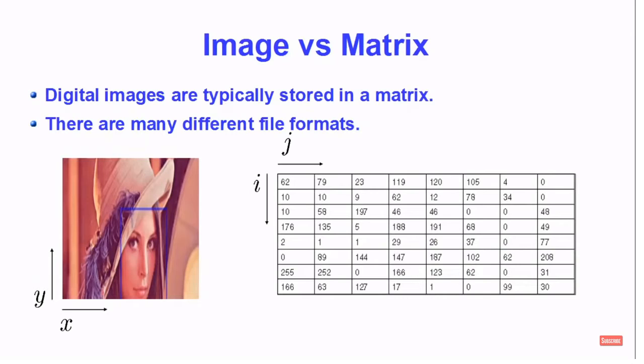Let's not waste time. It is a matrix. I've said this to make it clearer. Just go on with one factor at a time: 62, 79, 23, 109.